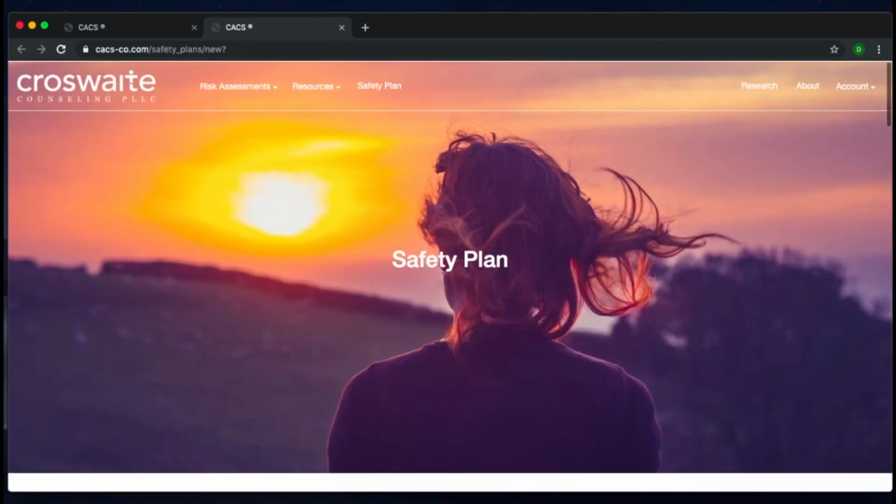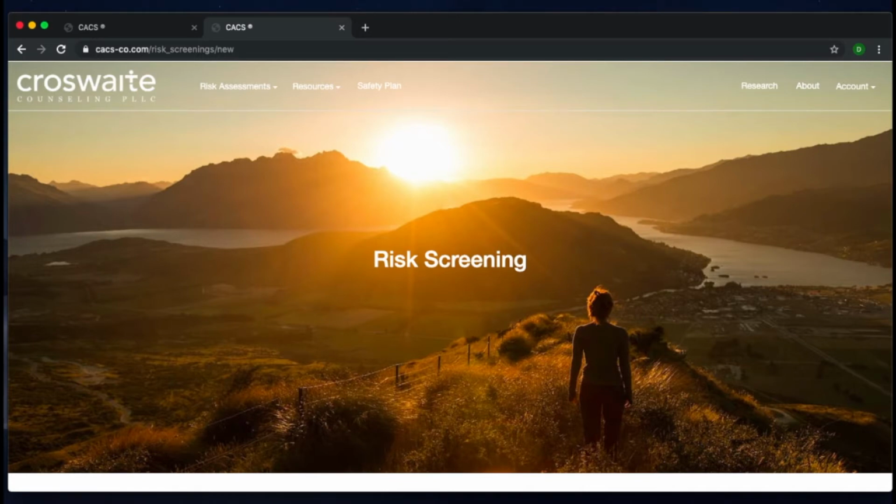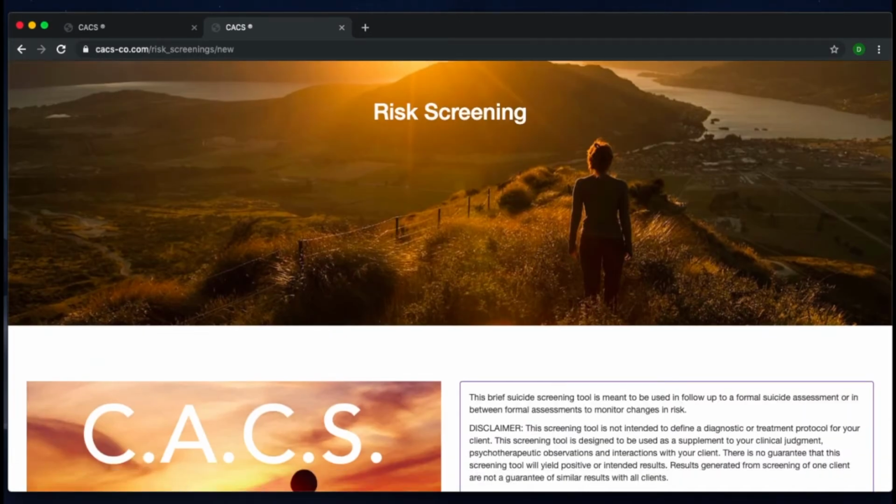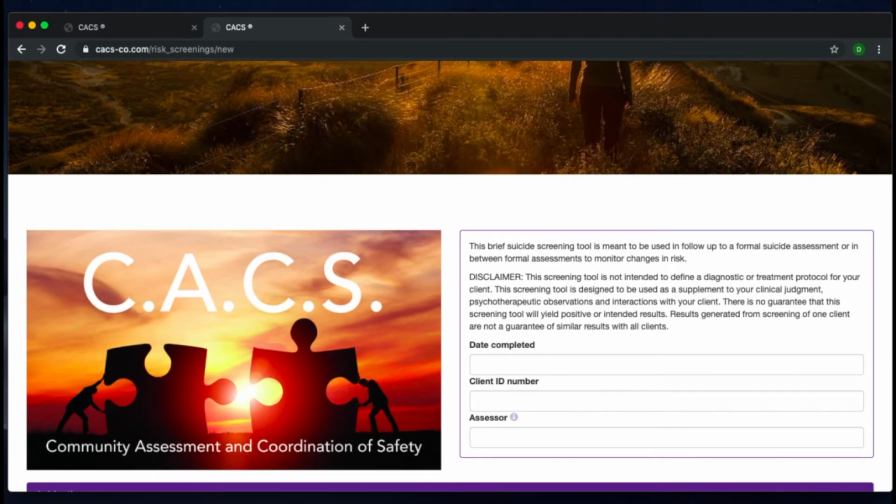So we've covered 2 of the 4 components. We have 2 left to look at today. The next one is our risk screener. Now this one is considered a short, very quick snapshot of the person's experience. So for a lot of our current users, they're reporting they use this between 2 formal assessments, or maybe they're using this initially before doing a more thorough assessment.